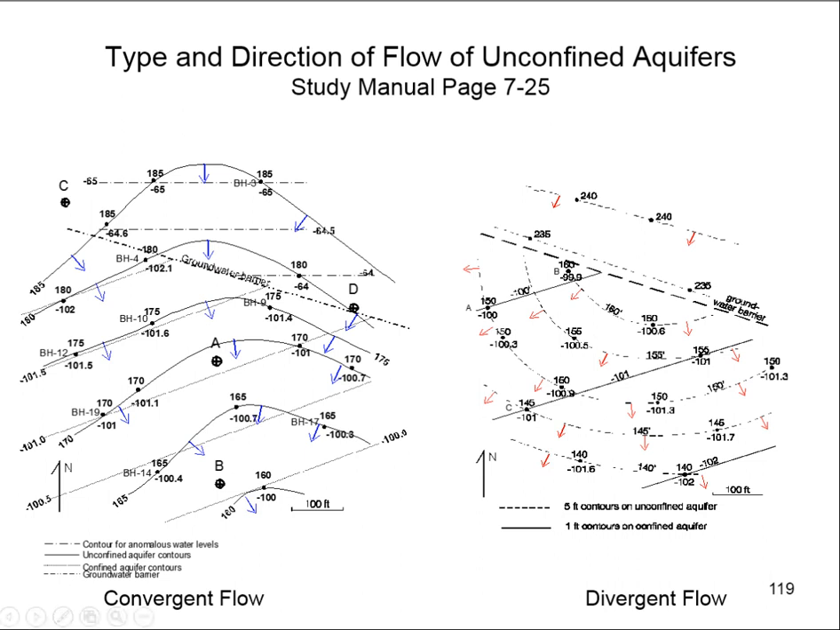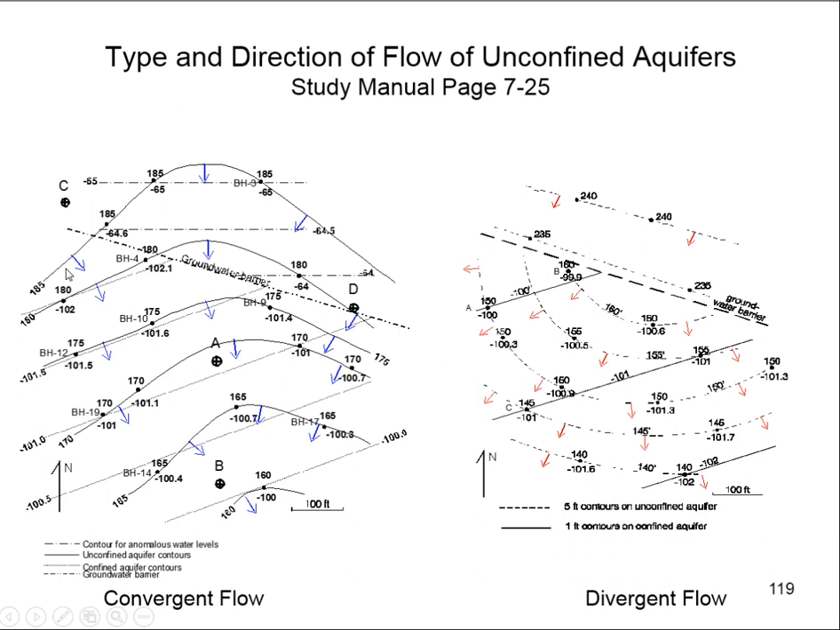Let's just take a moment and look at this in more detail. We have curved lines, we have straight lines, we have a groundwater barrier called out here. We have two values at each of the points. The top value is for the unconfined aquifer elevation, and the bottom is for the confined aquifer elevation. And those are negative, below sea level.